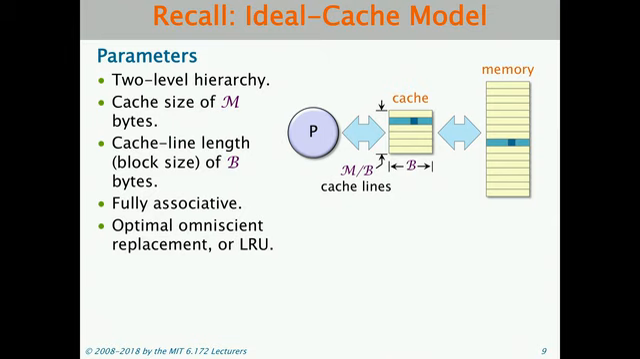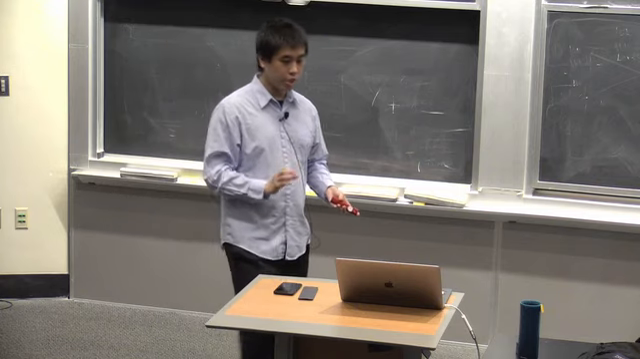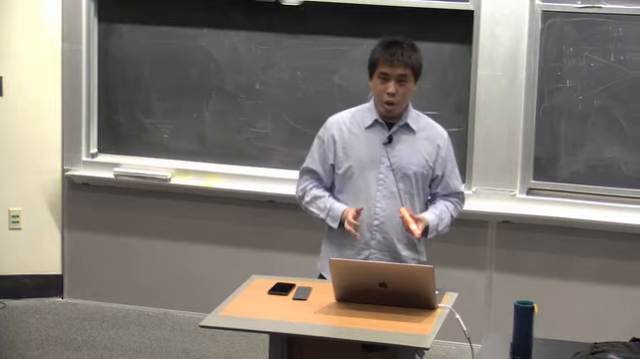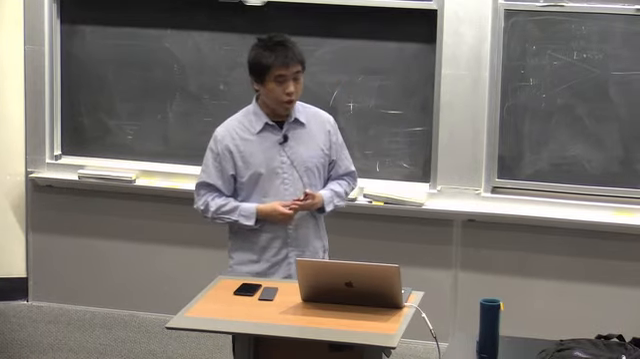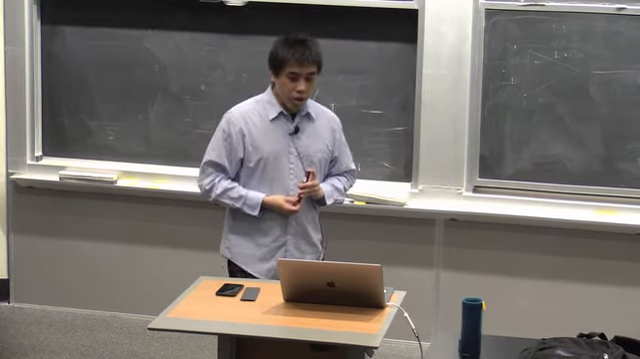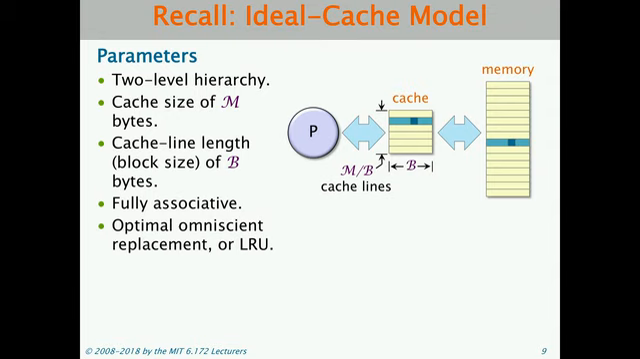So the optimal omniscient replacement policy knows the sequence of all future requests to memory, and when it needs to evict something, it's going to pick the thing that leads to the fewest cache misses overall to evict. The LRU policy just evicts the thing that was least recently used. But we saw from the previous lecture that in terms of asymptotic costs, these 2 replacement policies will give you cache misses within a constant factor of each other, so you can use either one depending on what's convenient.